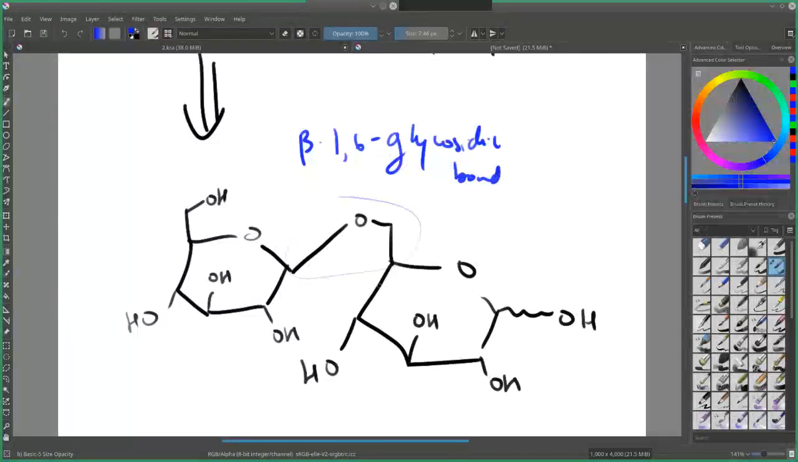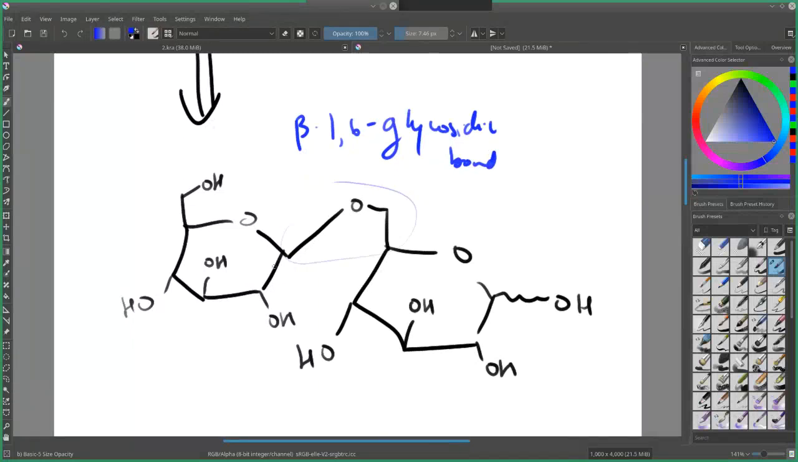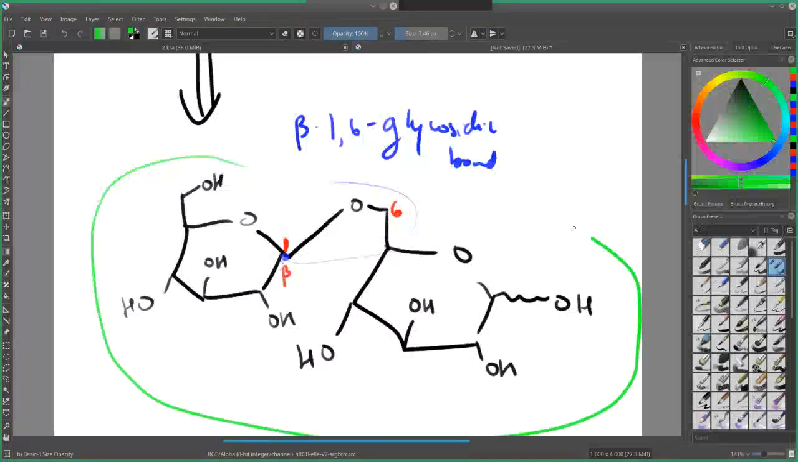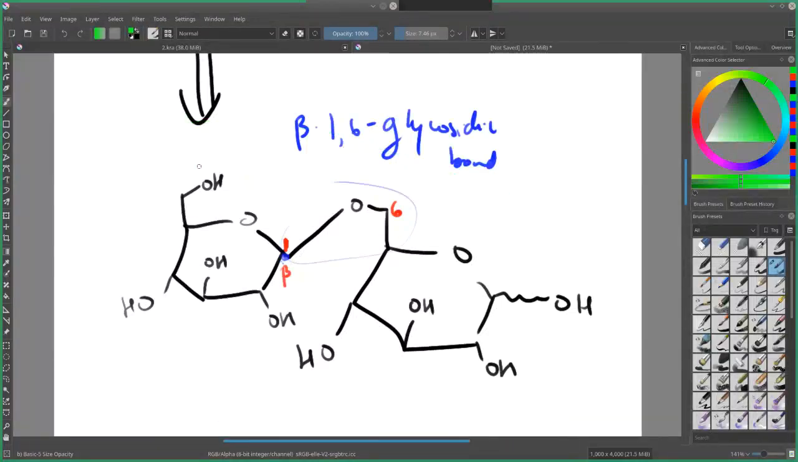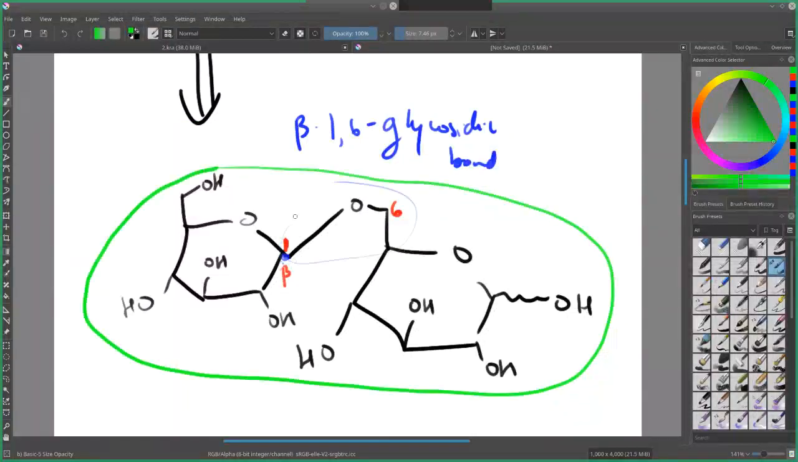Which kind of tells you all of the information that you need, right? This is a beta carbon, and it goes from carbon 1 over here. Yeah, I use red to label, right? So carbon 1 to carbon 6. And this one over here is beta. There we go. So let me put this in green.